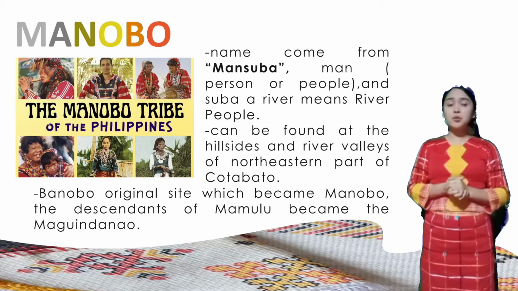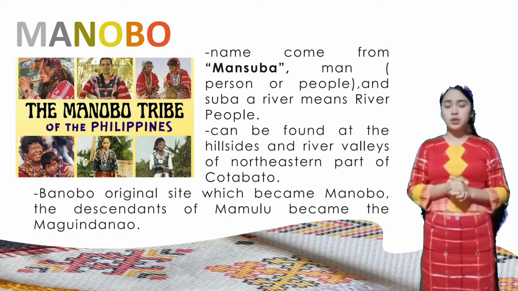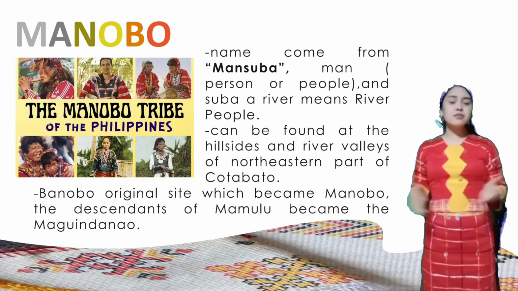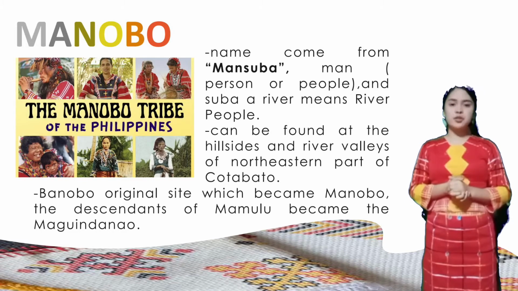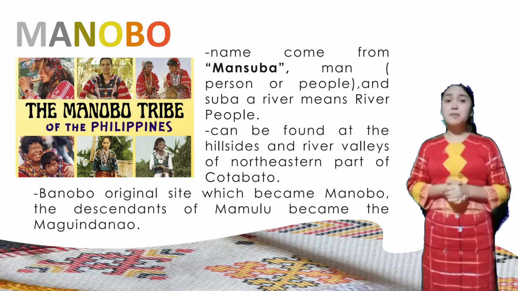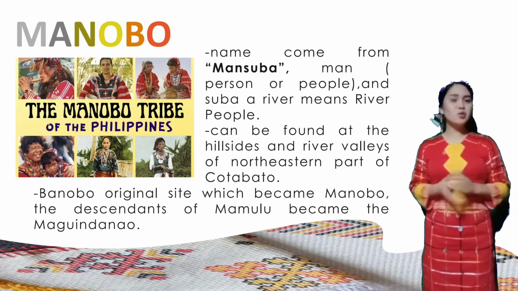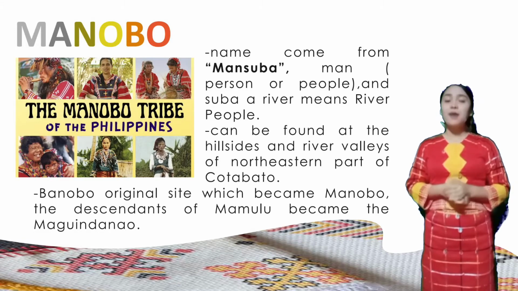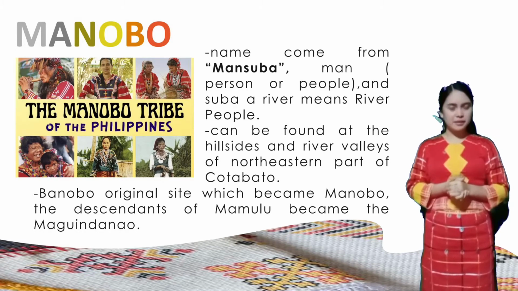Tabunaway and his followers moved up the Pulangi River to the interior of Cotabato. They decided to part ways and, in the years to come, establish their tribes. So with that, the followers of Tabunaway, named after the original site, became the Manubo, and the descendants of Mamalu became the Maguindanao. Okay, so let's talk about their beliefs.